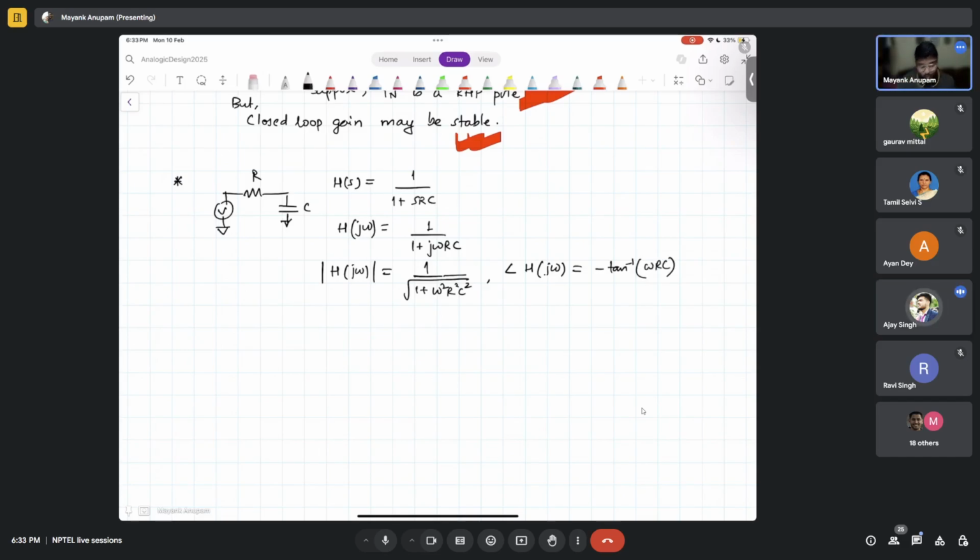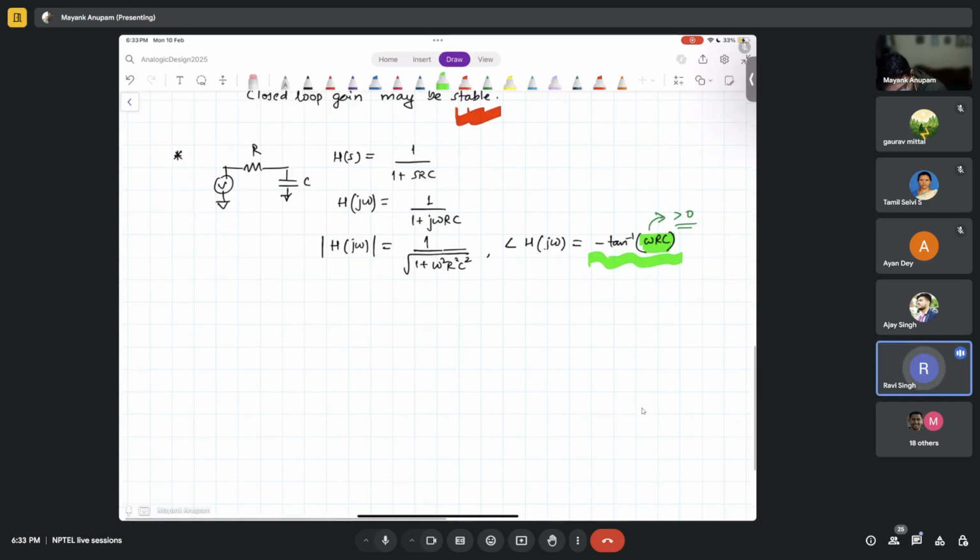Isn't it? Now tell me, the term inside here, is this positive or negative? Positive. It is always positive, always greater than 0, correct? So what will happen to this overall term? It will always be negative, always less than 0.